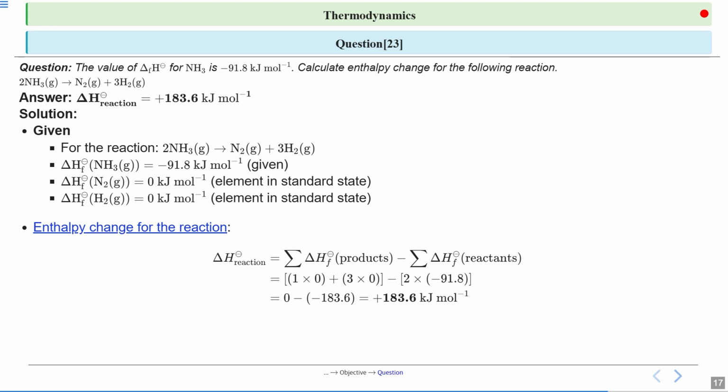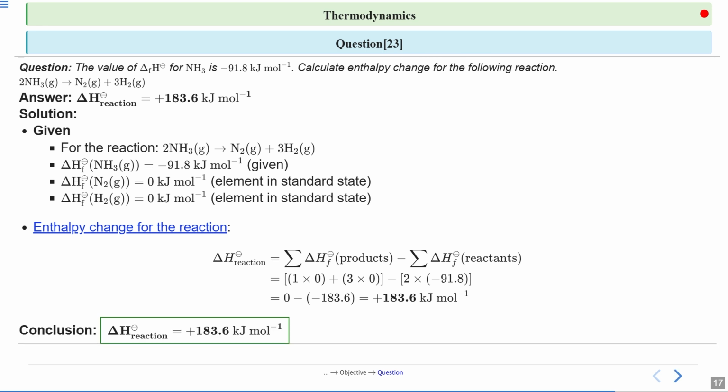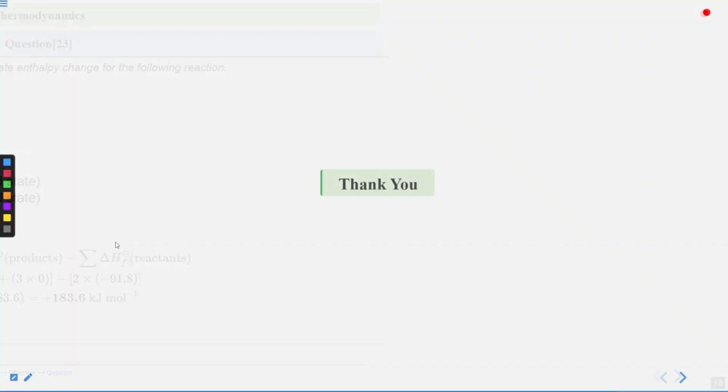Is it clear? It's a simple one, right? You just have to know what the enthalpy of formation is and how you can incorporate it in the enthalpy of a reaction. And the second important thing is that the enthalpy of formation for the standard state is taken as 0. Likewise, we are taking it for nitrogen and hydrogen. So this is your final answer. So this was all for today's class.